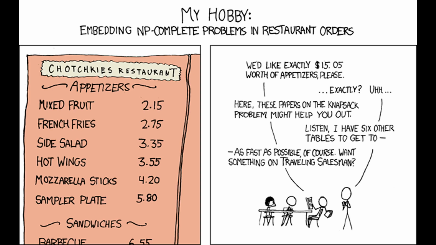Orders 215, 275, 335, 355, 420, 580, 1505. Calls menu total equals if null menu total 1, then 1, else 1 plus calls tail menu total plus calls menu total, head menu.